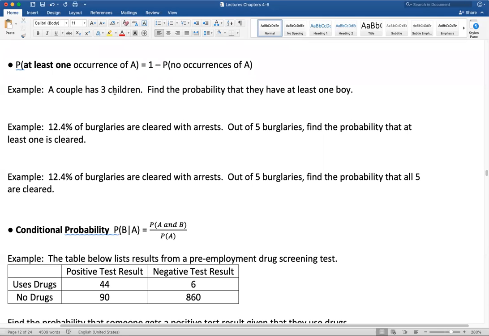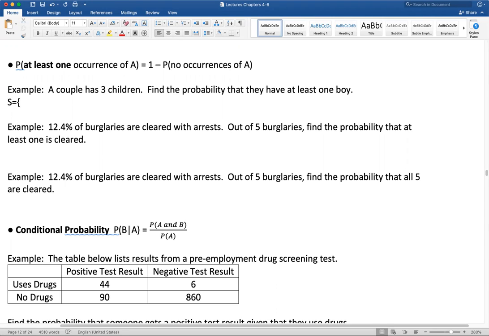A couple has 3 children. Find the probability that they have at least one boy. Let's say A is the event of 3 children with at least one boy. Find the sample space first.